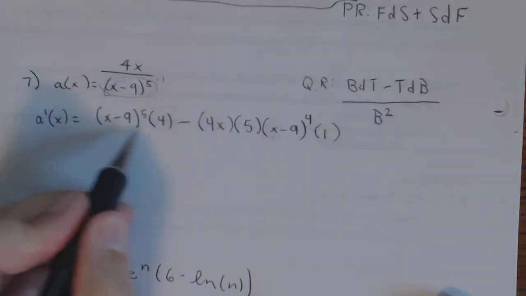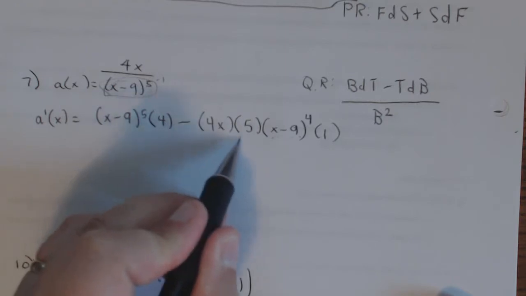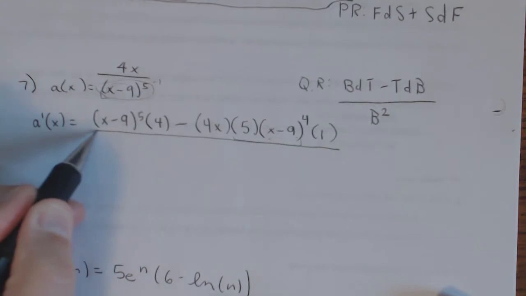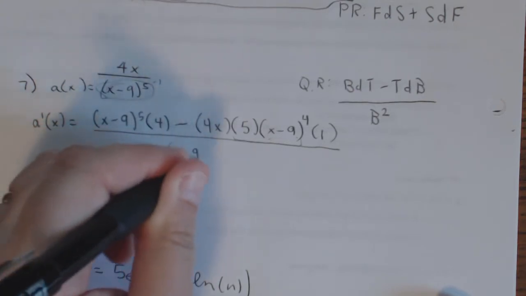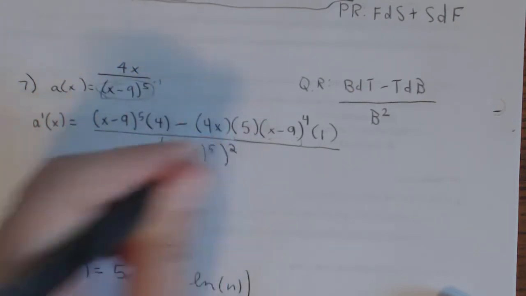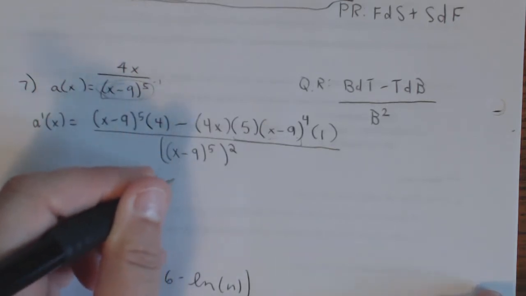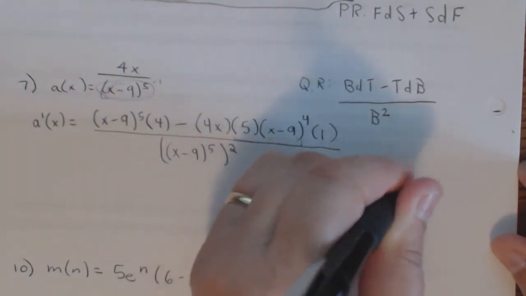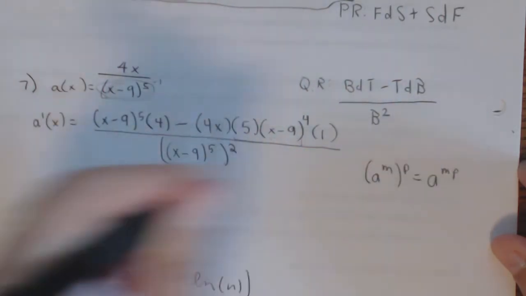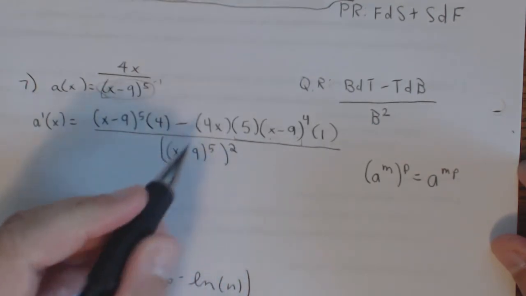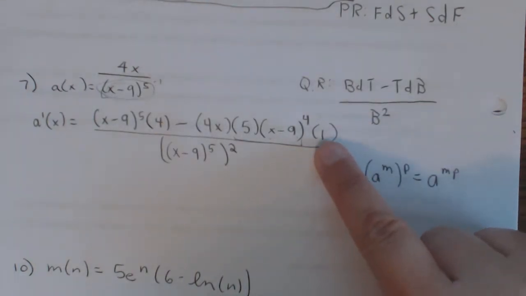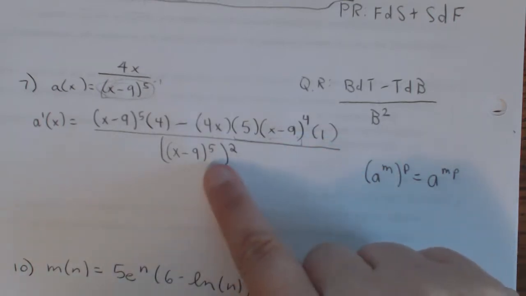So we have bottom times the derivative of the top minus the top times the derivative of the bottom, which is the derivative of the outside times the derivative of the inside, all over the bottom squared. And you can leave it like that, or you can use this rule. The other rule here would be like if you have a to the m to the p, you can multiply those exponents together. So you can create that and call that 10, or you can just leave it that way. In fact, that's how I would leave it. When you type it in Excel, you don't have to type in this 1, and you can type in 10 there.